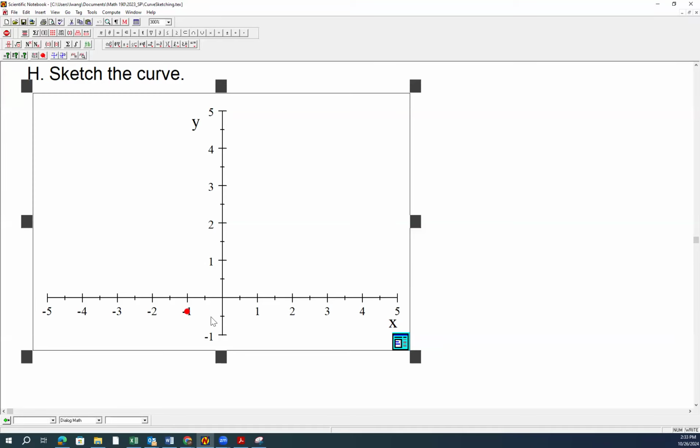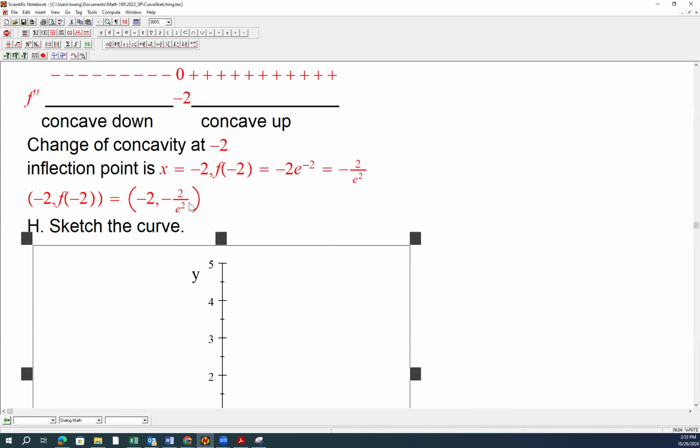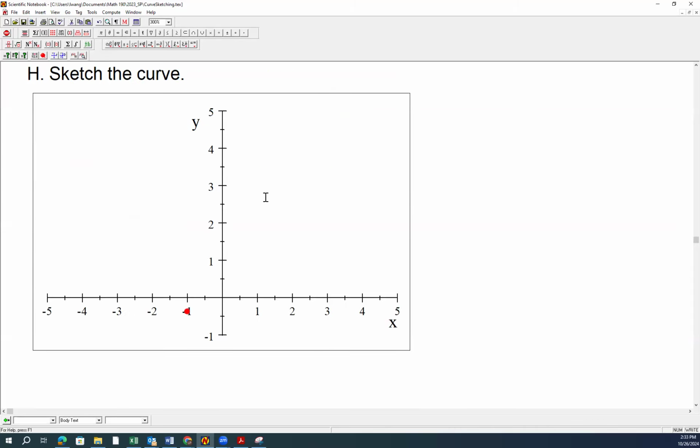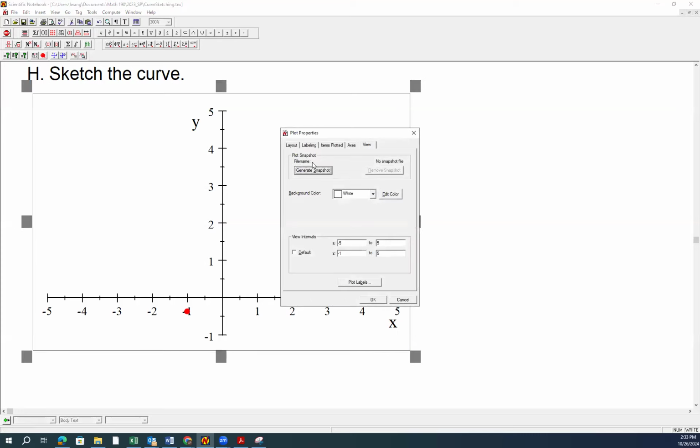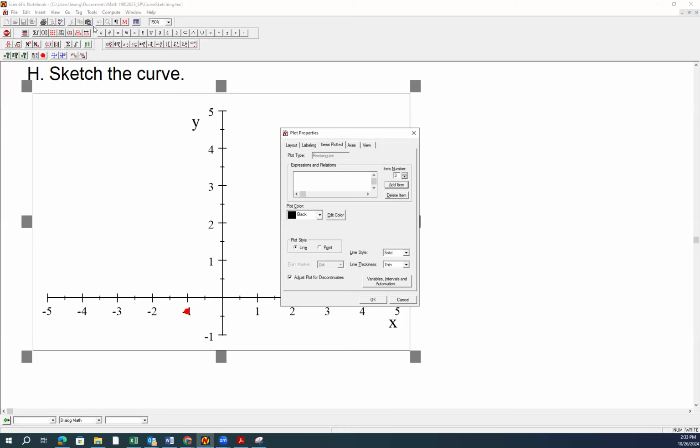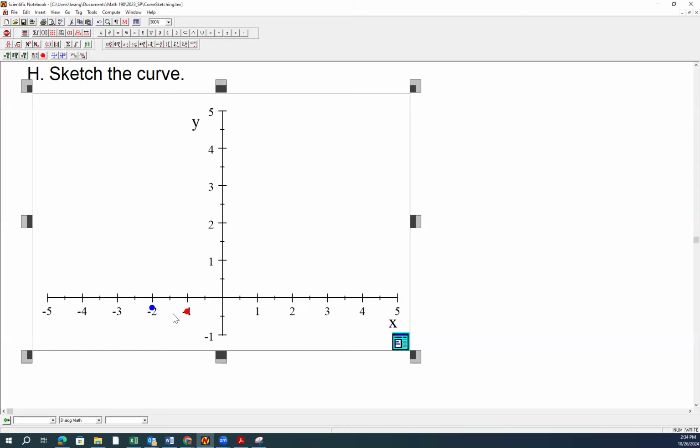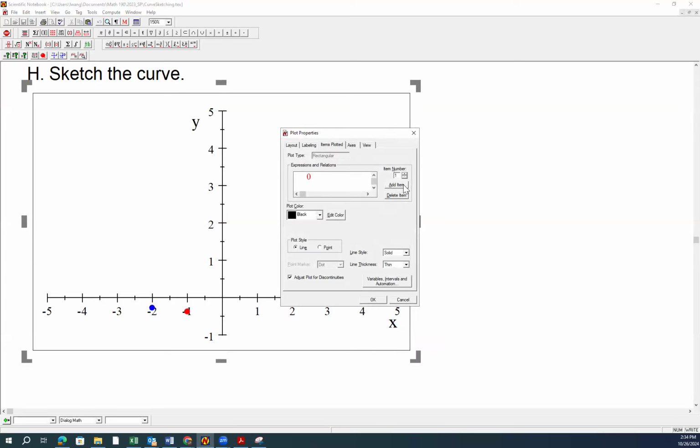This is a local minimum. Point of inflection, we're gonna use a blue dot. How about that? Okay, inflection point, so there's a change of concavity. What else do we have? We have intercepts, right? The x-intercept and y-intercept are the same. So for the intercept, I'm going to put a 0 as a dot.